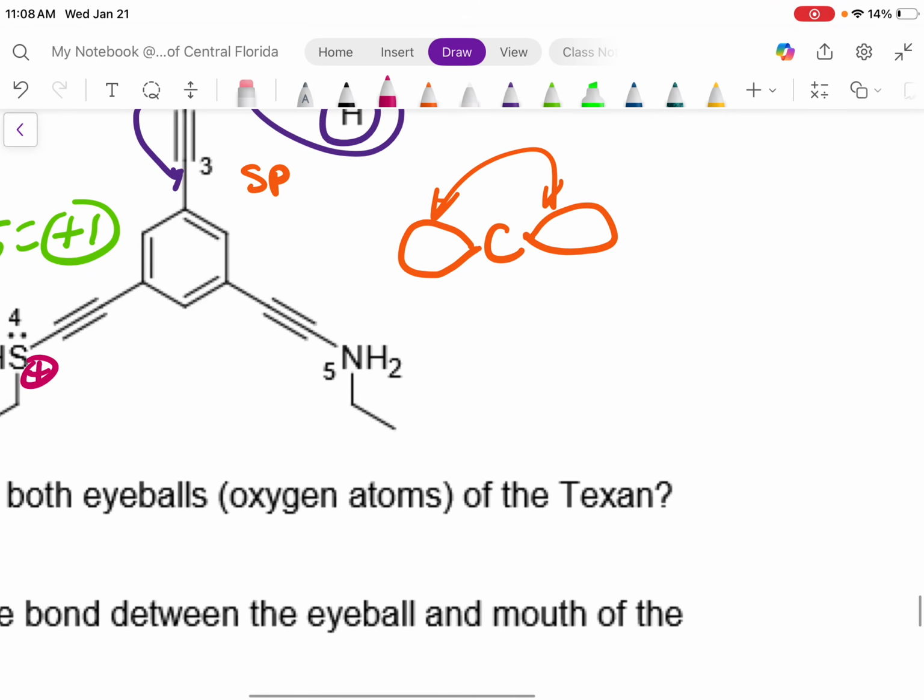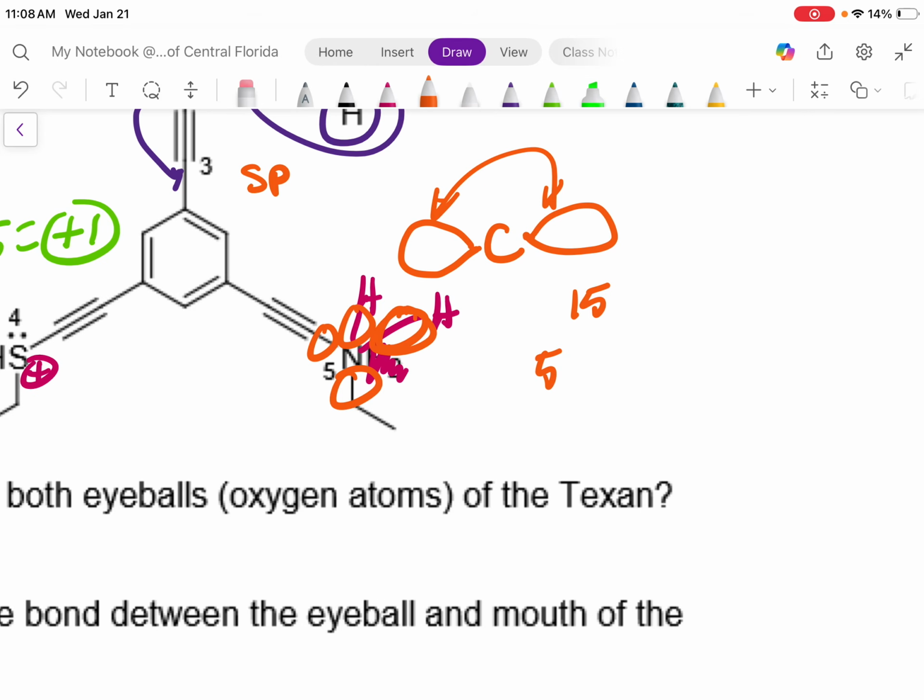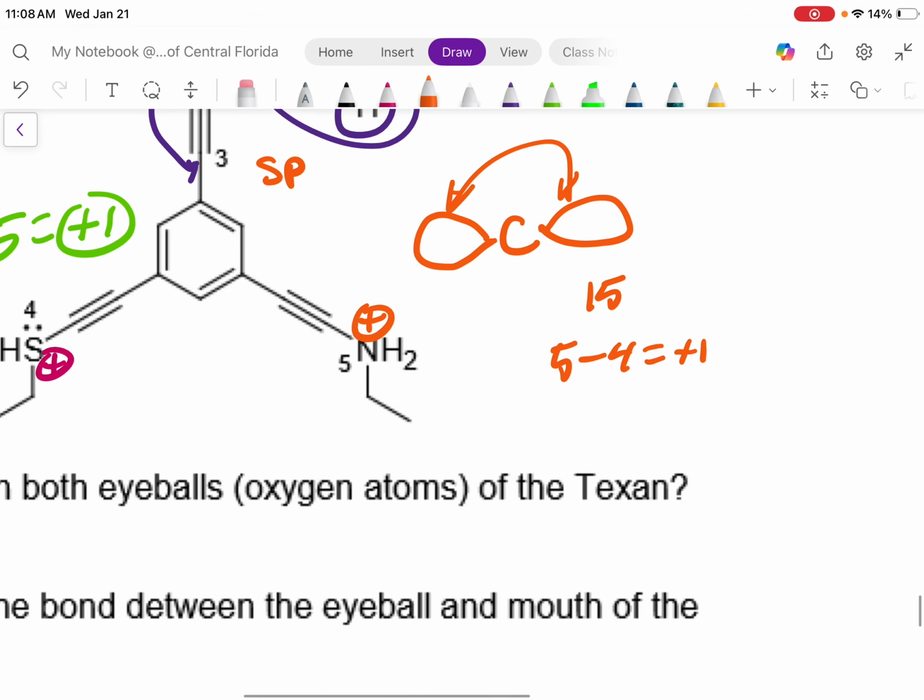So this nitrogen, see how we have 2 hydrogens right there? Draw them out if it makes more sense for you to count things. So that nitrogen has 1, 2, 3, 4 electron groups. Nitrogen is in group 15, so that means 5 valence electrons. How many electron groups did we count? 1, 2, 3, 4. 4 orange circles. 5 minus 4 equals plus 1. So that right there, nitrogen 5 would have a plus 1 charge. And we could classify that as a quaternary amine.